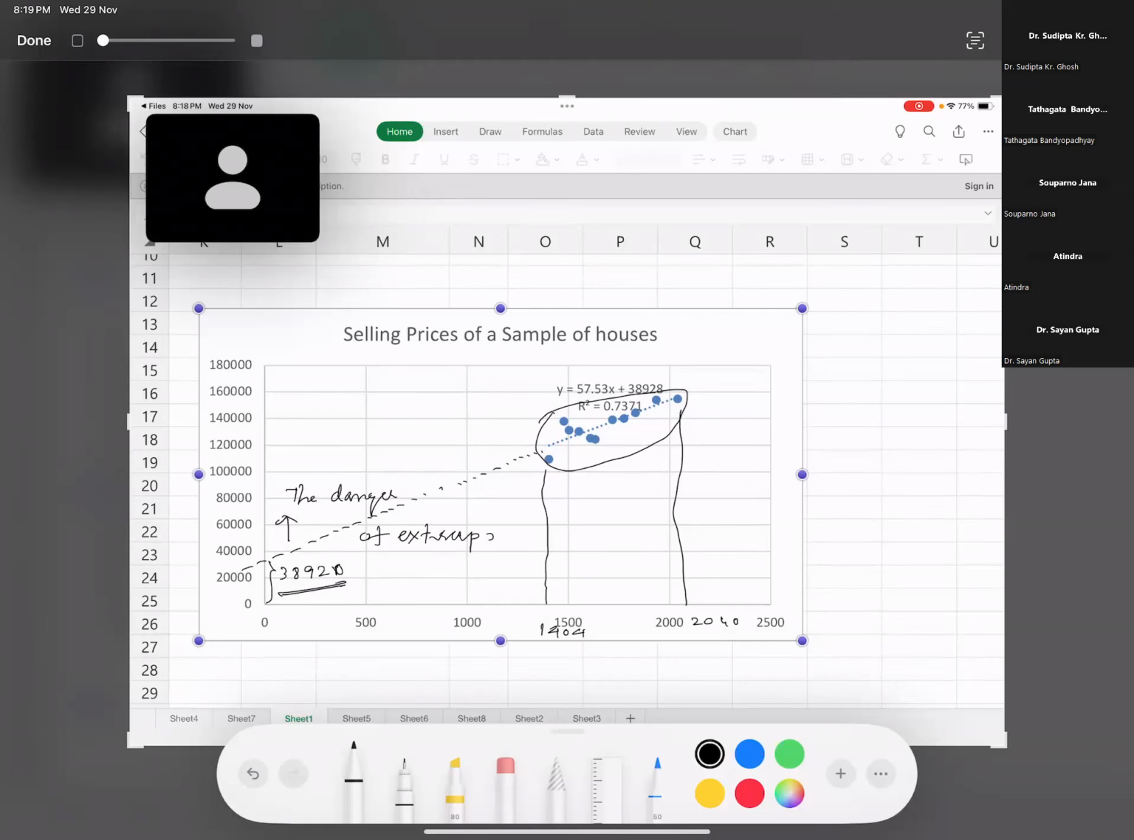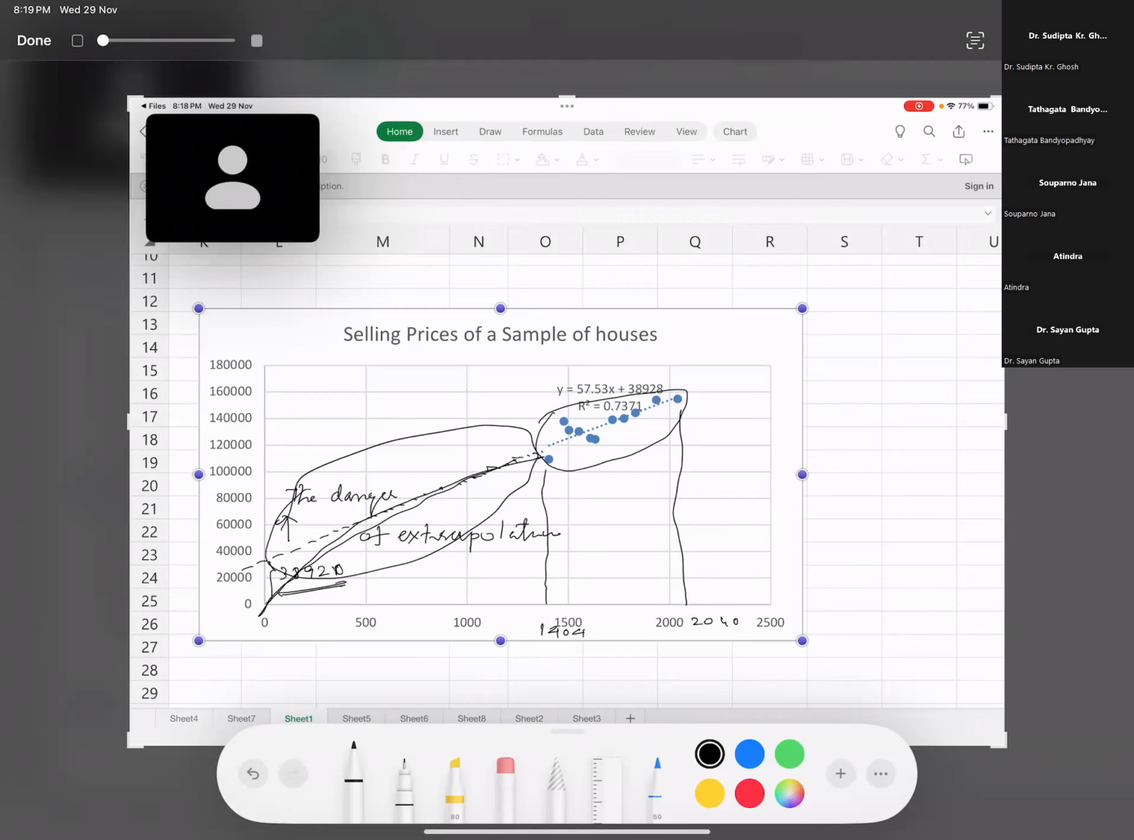You are extrapolating the value of Y, but you are extrapolating not very close to your data. That means, in this range, you don't have any data. So how do you know what would be the relationship between X and Y in this range? It could be something like this. It could be something like this. That means actually it is a nonlinear relationship here. So you don't have any idea about the relationship in this region.